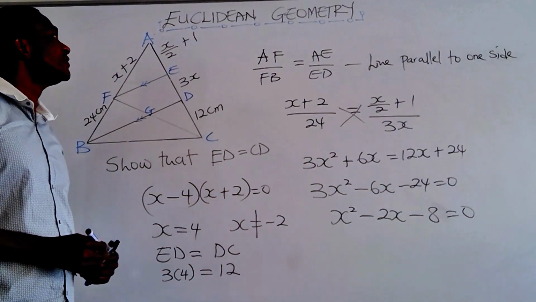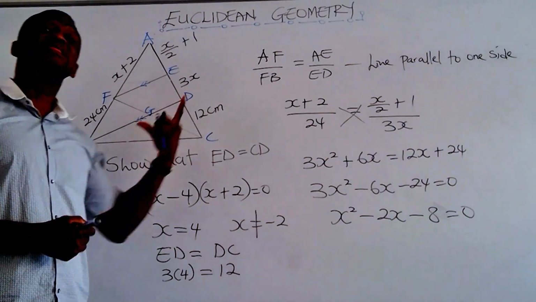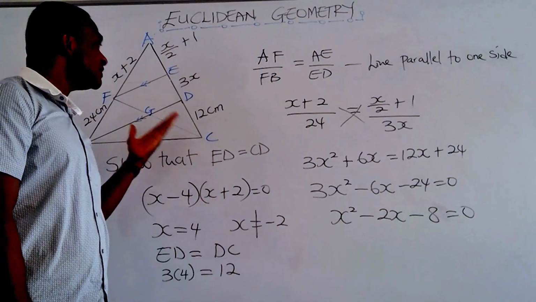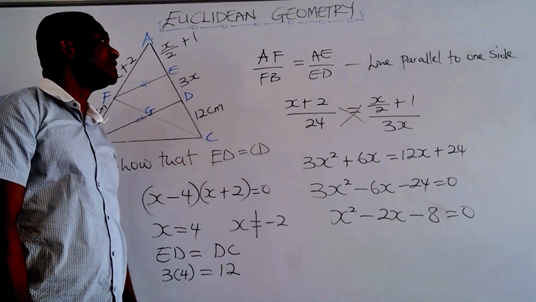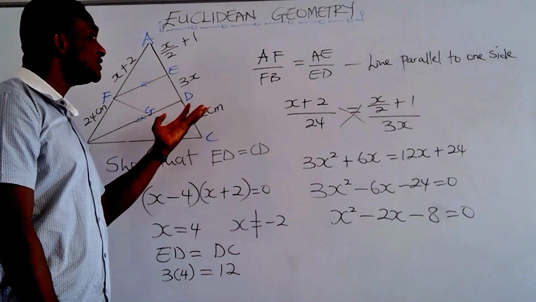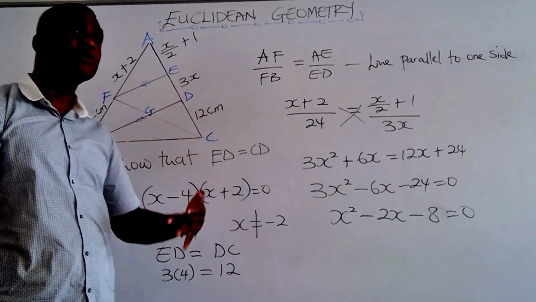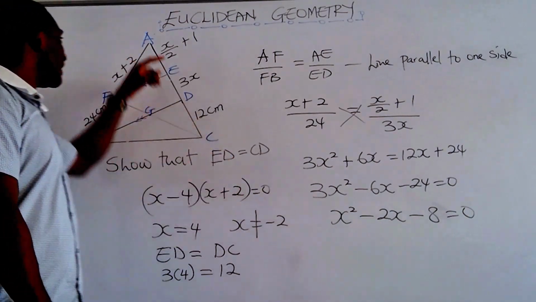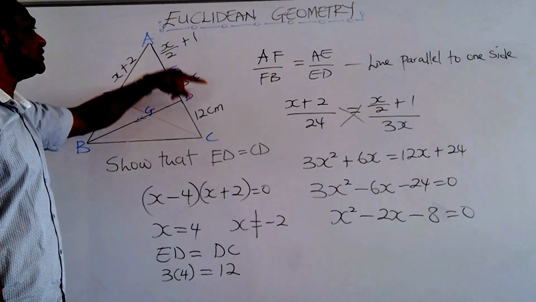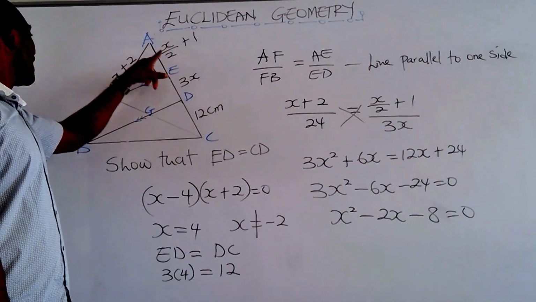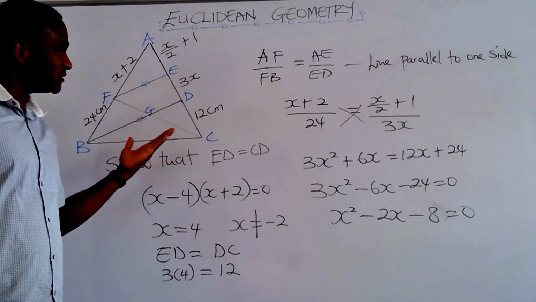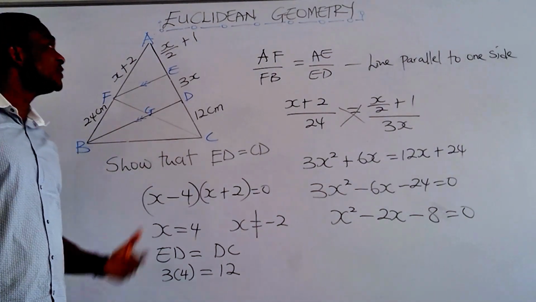So we have proven, using Euclidean geometry and a touch of algebra, that ED is equal to DC using the proportionality theorem. You have to know this theorem. Remember, it has corollaries, and that is that AG over AF can also be AD over AE, and so on and so forth. So this is the solution to our problem.